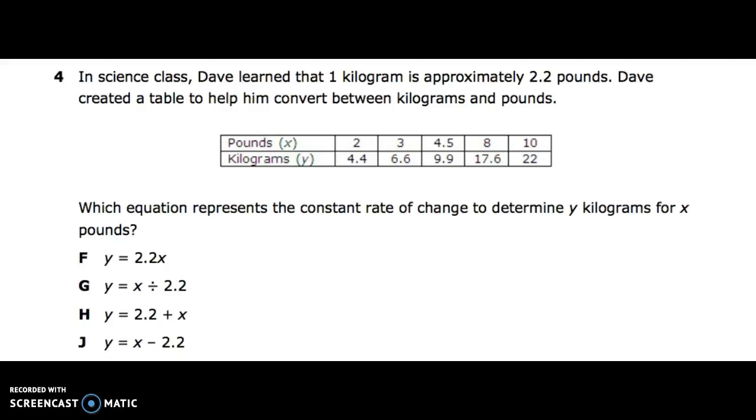Number 4. In science class, Dave learned that 1 kilogram is approximately 2.2 pounds. Dave created a table to help him convert between kilograms and pounds. Which equation represents the constant rate of change to determine y kilograms for x pounds?